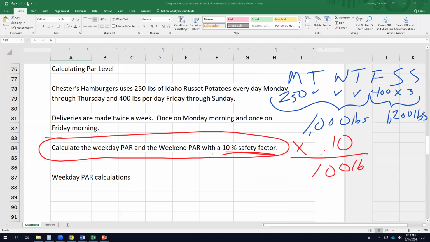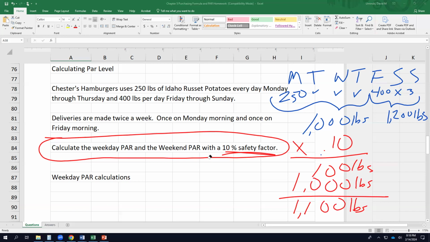100 pounds. I'm going to add that to my 1,000 pounds. So that means my weekday par... No, not dollars. Sorry. What was I thinking? Just pounds. We need 1,100 pounds during the week. That extra 100 pounds gives us a little bit of wiggle room.